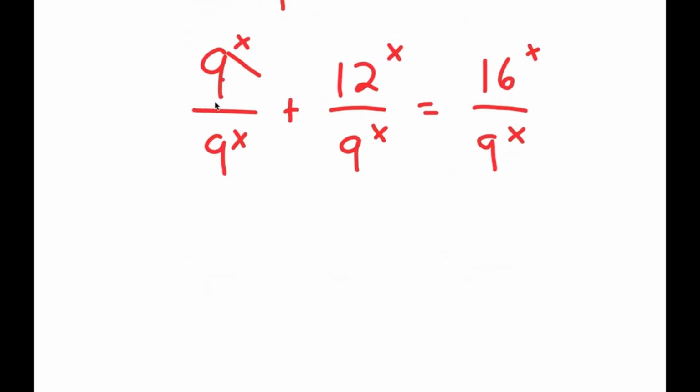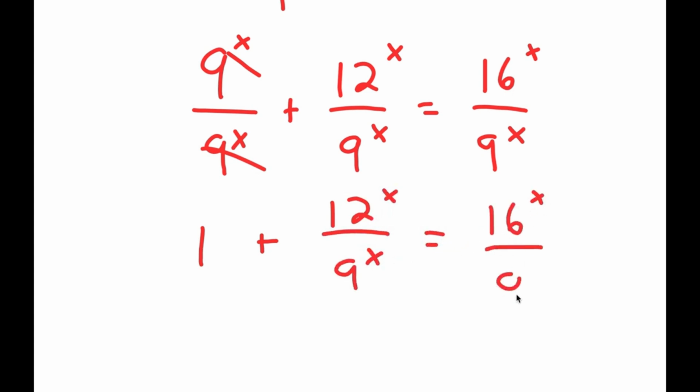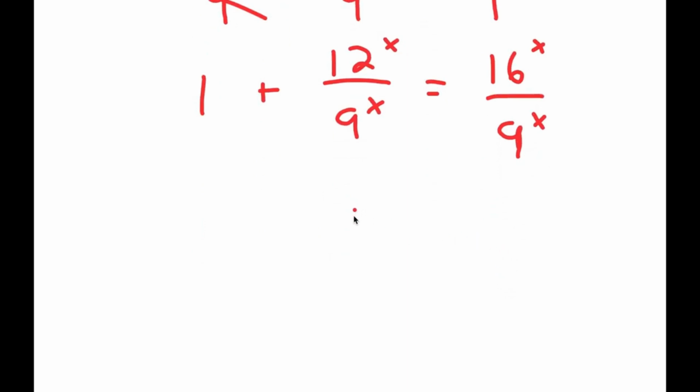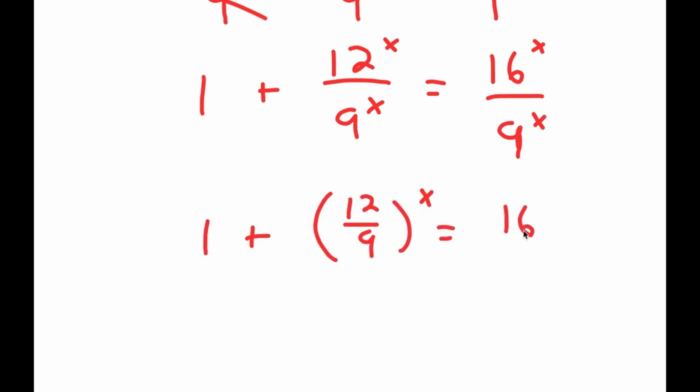Now, 9 to the power of x over 9 to the power of x, those two cancel out, and I get 1. So I have 1 plus 12 to the power of x over 9 to the power of x is equal to 16 to the power of x over 9 to the power of x. Now, from here, I can rewrite this as 12 over 9 to the power of x, and 16 to the power of x over 9 to the power of x, I can rewrite this as 16 over 9 to the power of x.